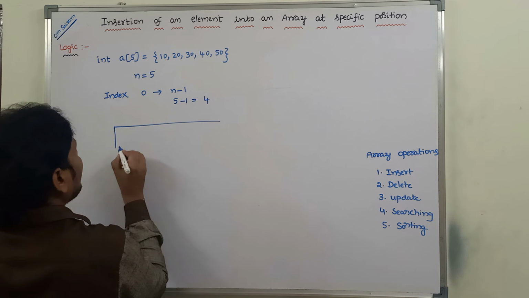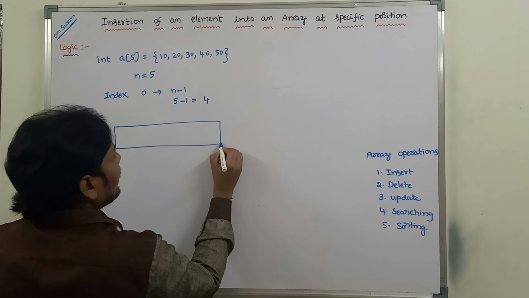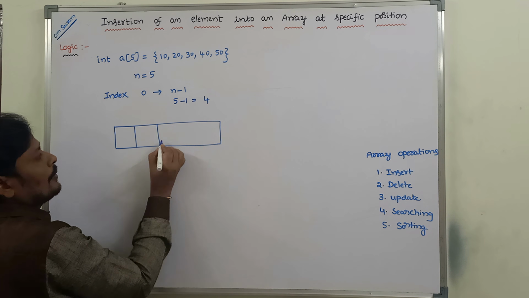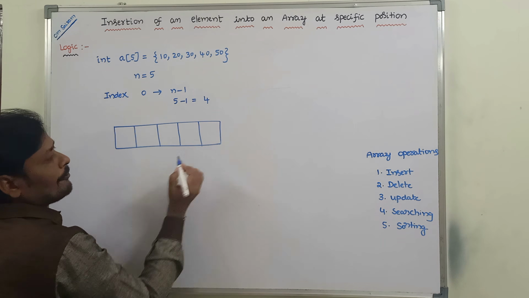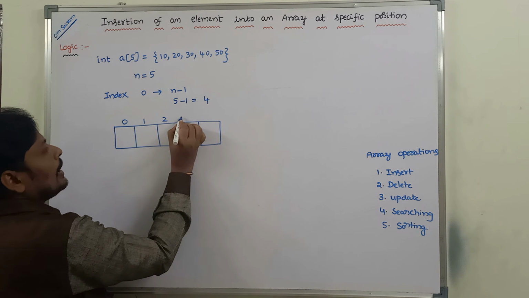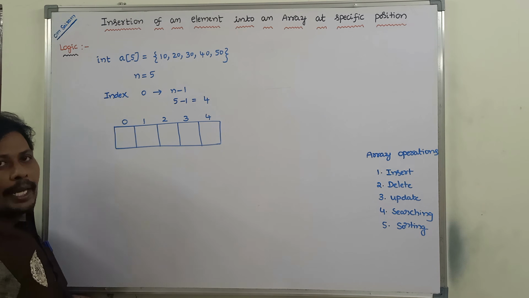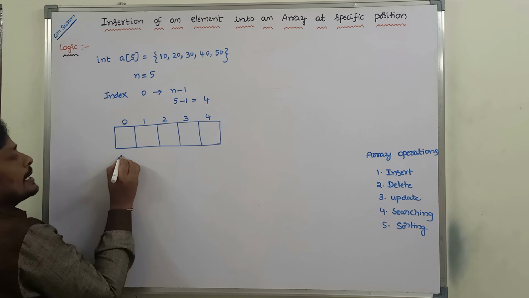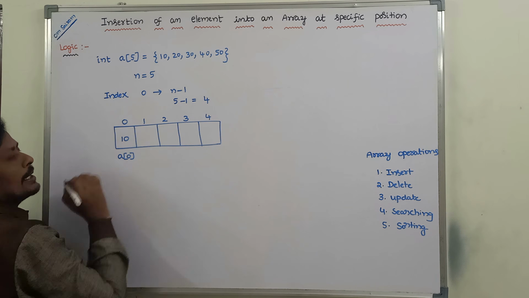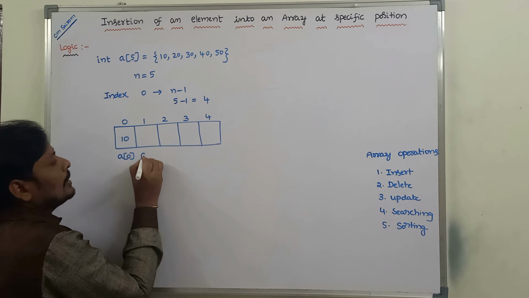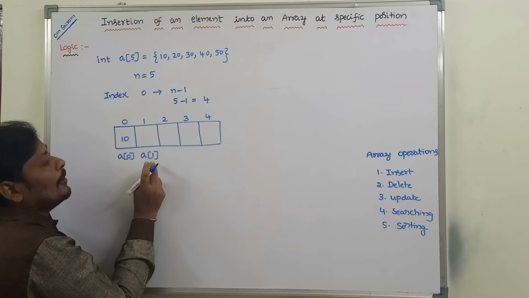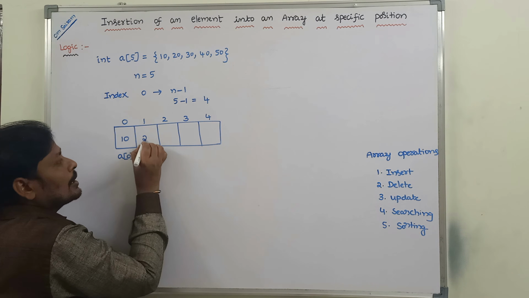Now that can be represented in a graphical manner. Array size is 5. So the array index starts with 0 and ends with n minus 1. The first element is a[0], and in a[0] we are storing element 10. Next element a[1]. The index value is 1, so the element is a[1]. In a[1] we are storing 20.